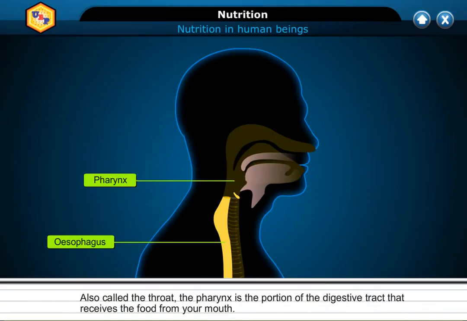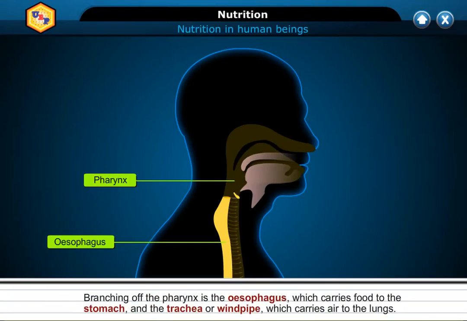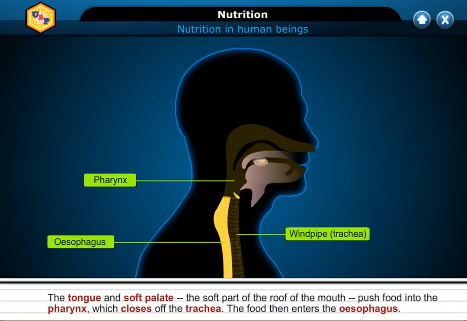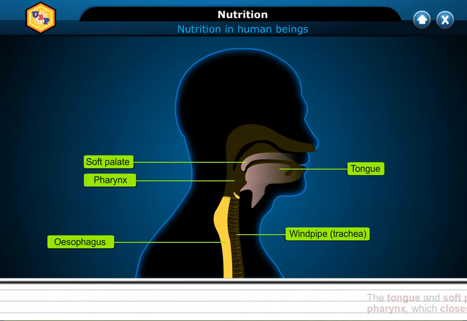Also called the throat, the pharynx is the portion of the digestive tract that receives the food from your mouth. Branching of the pharynx is the oesophagus, which carries food to the stomach, and the trachea or windpipe, which carries air to the lungs. The act of swallowing takes place in the pharynx partially as a reflex and partially under voluntary control. The tongue and soft palate, the soft part of the roof of the mouth, push food into the pharynx, which closes off the trachea. The food then enters the oesophagus.